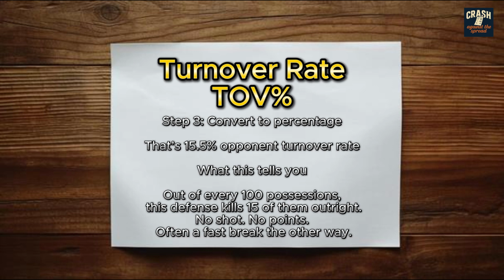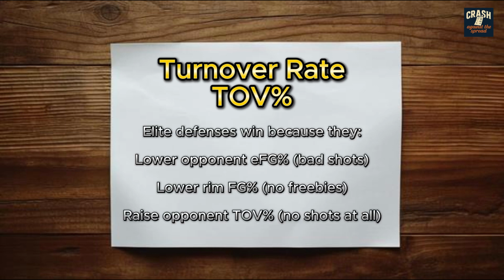Final reality check: elite defenses win because they lower opponent effective field goal percent, bad shots; lower rim field goal percent, no freebies; raise opponent turnover percent, no shots at all. Miss one, you're vulnerable. Miss two, you're toast in a series. Miss all three, start scouting the draft. Defense isn't a feeling, it's arithmetic, and the numbers don't care about your excuses.